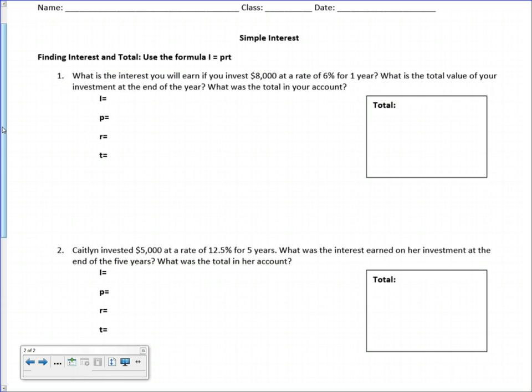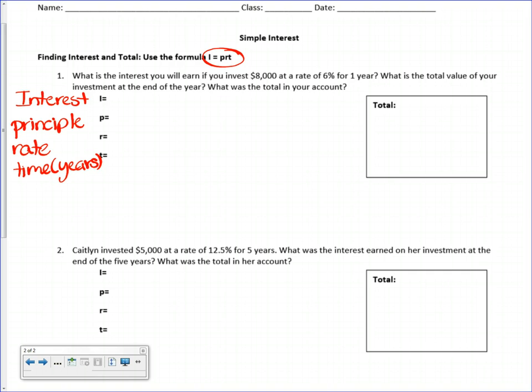So, for your formula, it's I equals PRT. So, I stands for interest. I'm just going to go ahead and label that over here. P is the principal. And so the principal is however much you invested in the account. It can be how much you borrowed. It's whatever your initial amount is. That's your principal. R is the rate. So that's always the percentage. The rate you're earning interest. And T is time. And your time has to be in years.